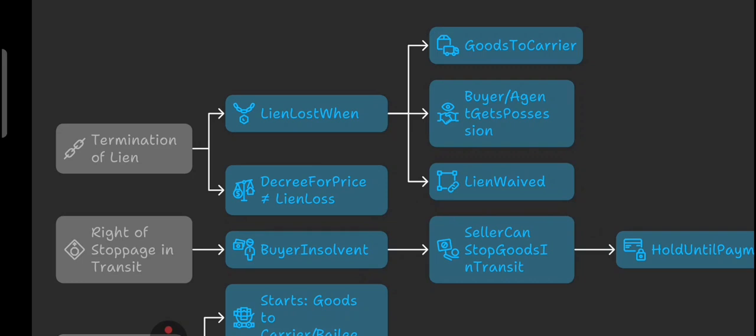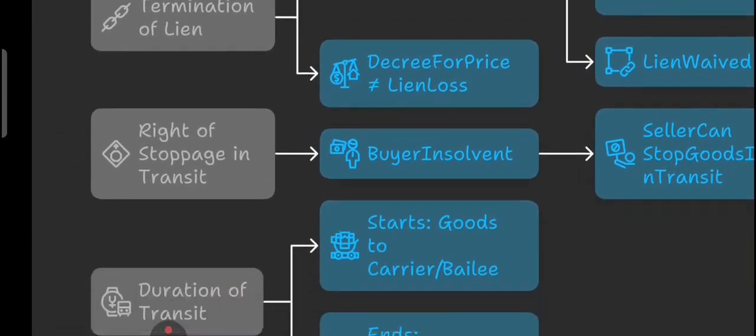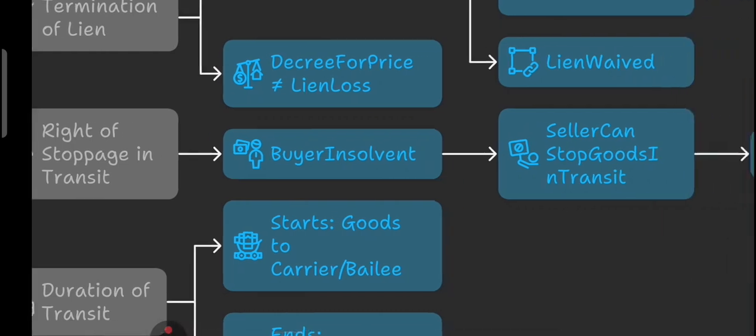Using this diagram. So friends, when an unpaid seller has not received payment, they have the right to stop the goods in transit. Let's break it down into simple terms. First of all, right of stoppage in transit. If the goods are on their way to the buyer, and payment has not been made, the seller can stop the goods in transit. This means the seller can stop the carrier from delivering the goods to the buyer. Right, then it is clear.